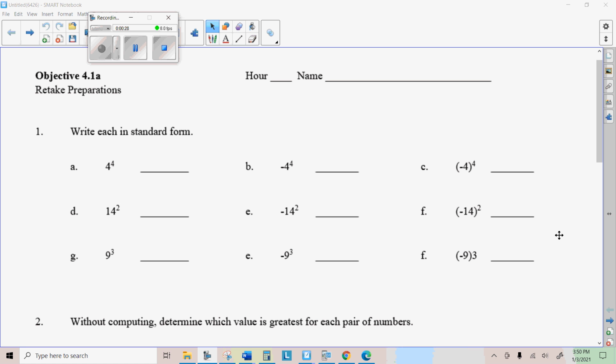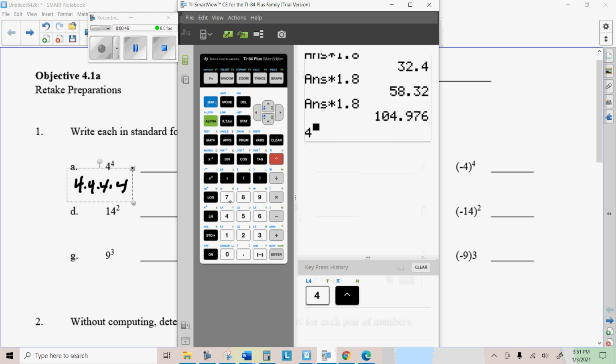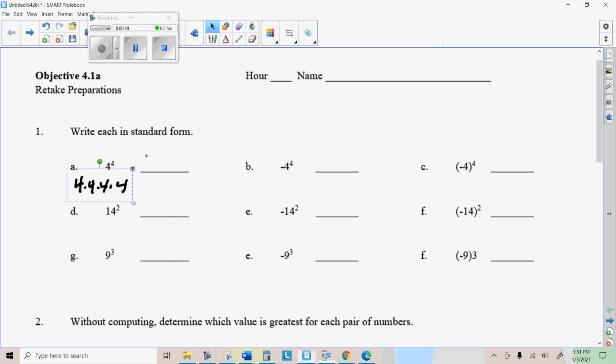So standard form is just writing the normal number. So for this first problem you would have to do 4 times 4 times 4 times 4, or on your calculator you just need to do 4 raised to the 4th power, which is 256. Now when you have negatives, you got to be careful. Some calculators will actually do it wrong, and I'll show you that here.